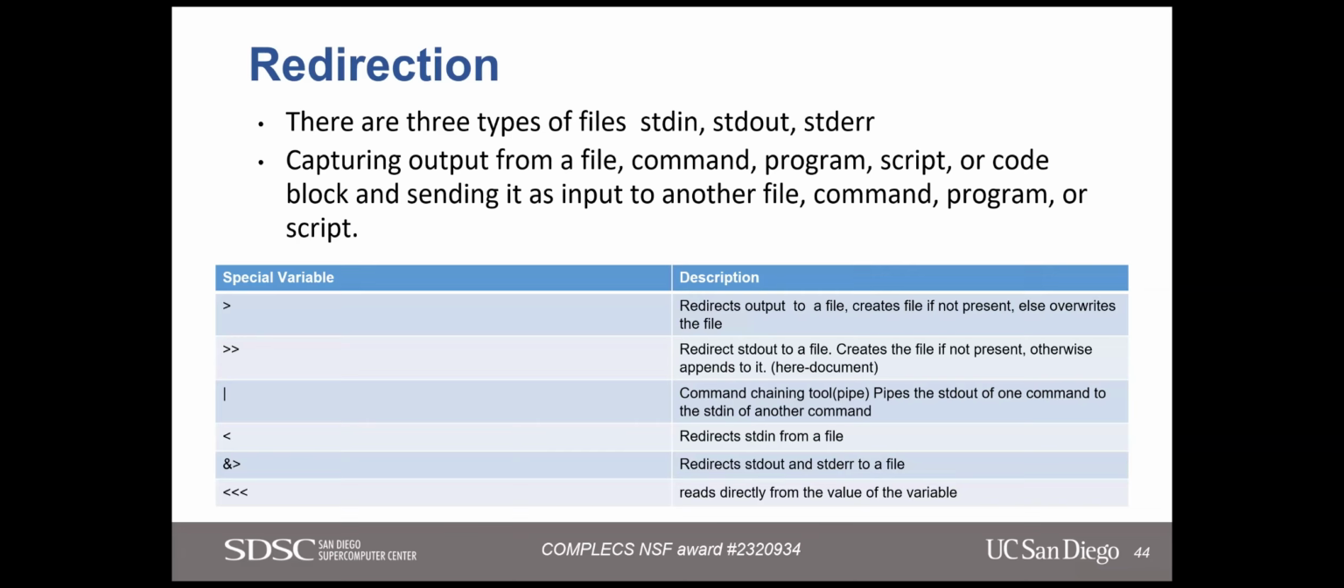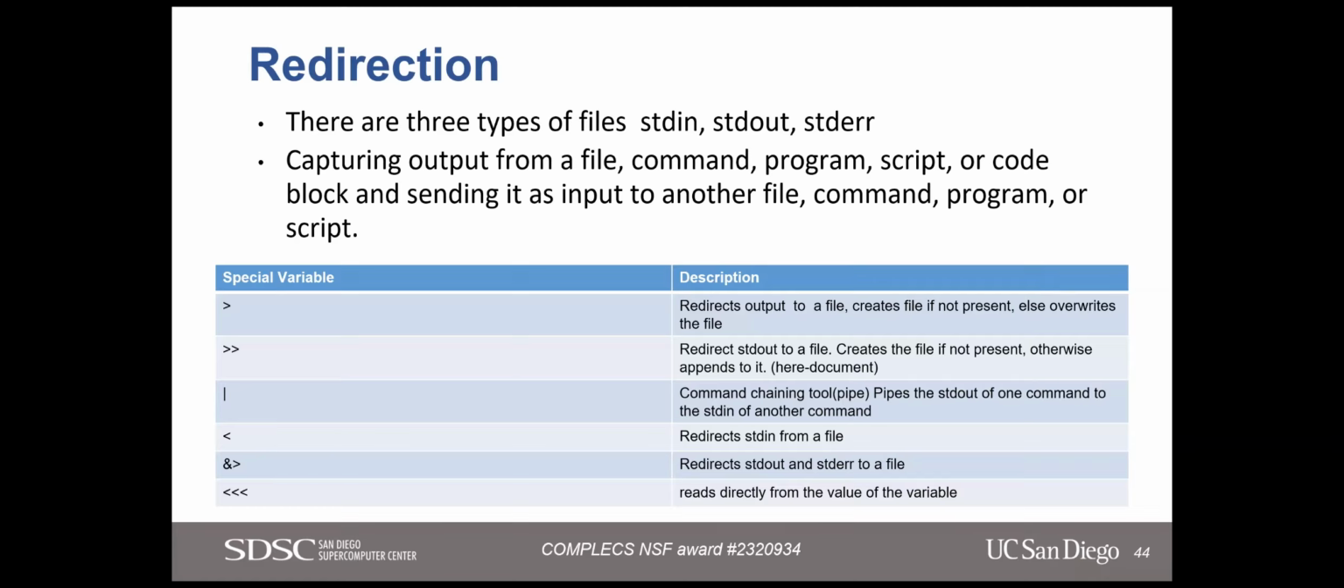And so we use these redirection commands. The greater than symbol is going to redirect output to a file. It's going to create the file if it's not present, otherwise it's going to overwrite it, so you have to be careful with that. On the flip side, you can use a double greater than, which is going to redirect the standard out to a file and create the file if it's not present, otherwise append to it, which you also have to be careful with depending on what you're doing.